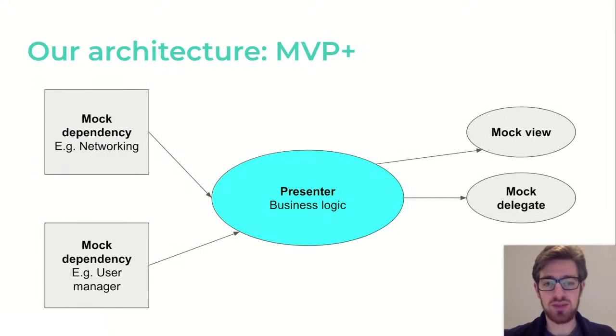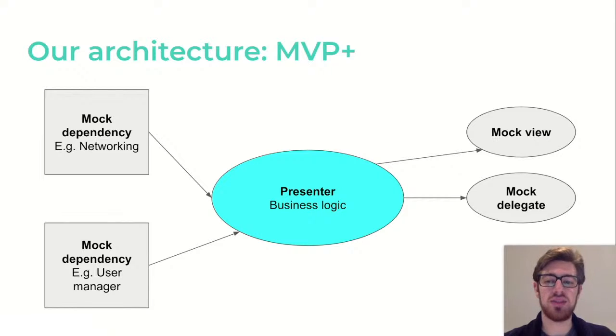So this is a rough overview of the architecture that we use within our project. MVP Plus is how I'd refer to it. It's model view presenter, but with some other bits stuck on top. But these are the important components to take note of. So we have all our business logic separate, isolated in our presenters, and then the presenters will communicate with views, so view controllers, and then sometimes other delegates to inform them about things that are going on within the presenter.